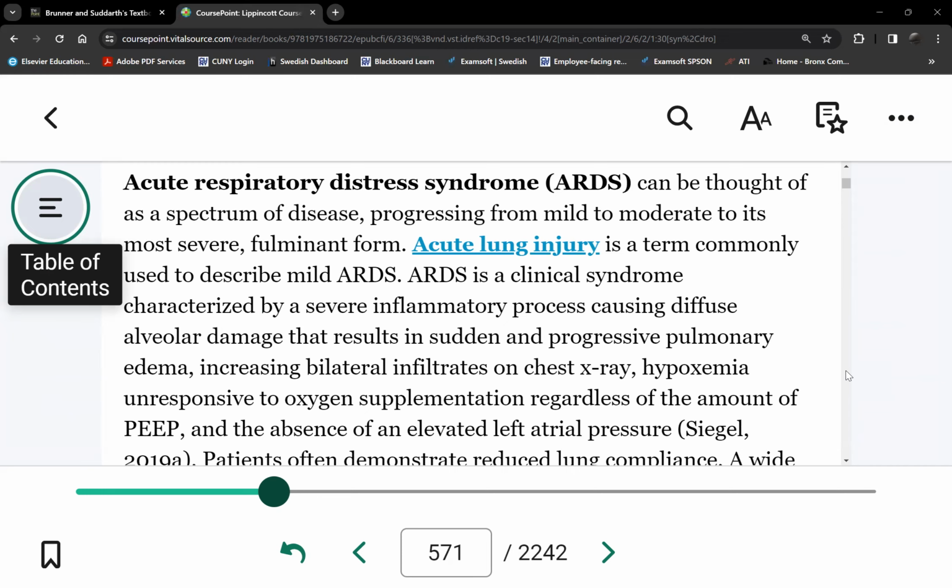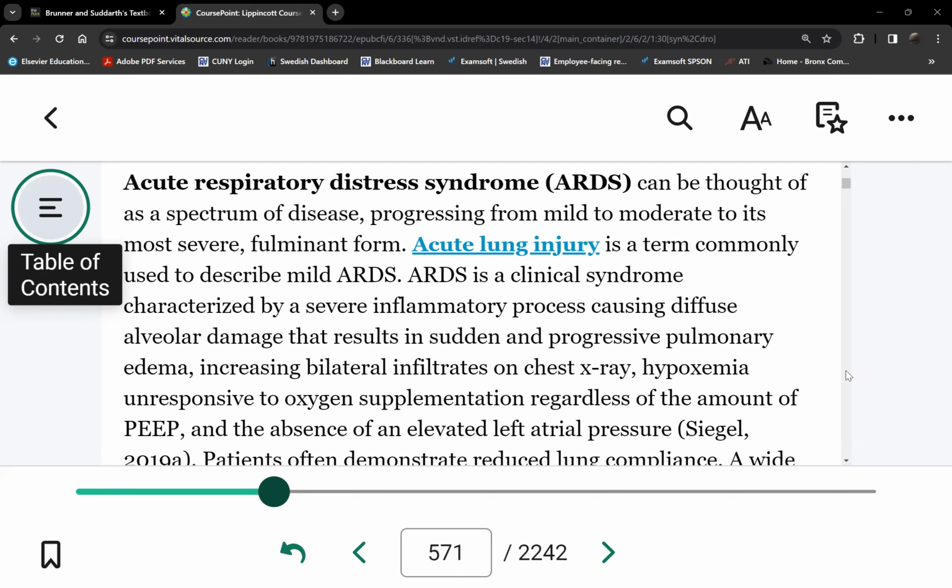Be specific. What's the pH? 7.35? That's normal. It's less than 7.35. What's the PaO2? Less than 60. What's the PaCO2? Higher than 45, more than 50. Okay, so it is respiratory failure.